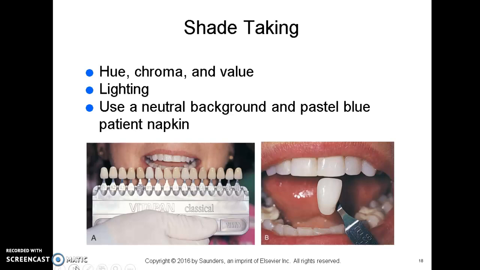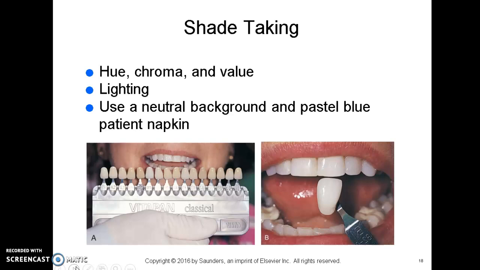The characteristics of hue, chroma, and value must be taken into consideration when the shade is determined. The lighting in which the shade is viewed is important. Most offices have a combination of fluorescent and incandescent lighting, but natural light is preferred, and some offices replace their light bulbs with a natural light mimicking sunshine coming from the north.